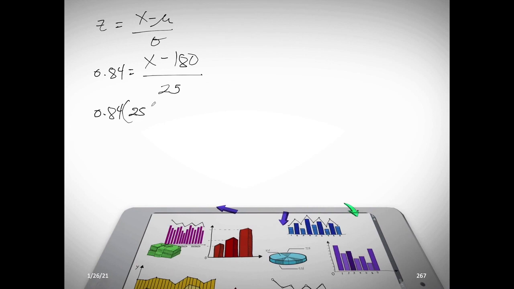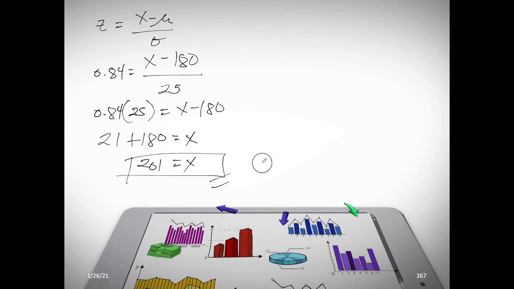So, 0.84 times natin sa 25 equals x minus 180. Okay? So, ito, this is actually 21. Then, lipat na natin itong 180: plus 180 is equals to x. So, x equals 180 plus 21, that is 201. Meaning to say, 201 yung lowest score to qualify, no, sa kanilang master's degree program.